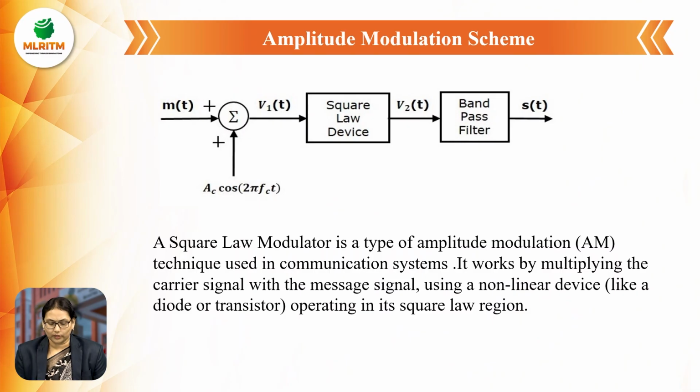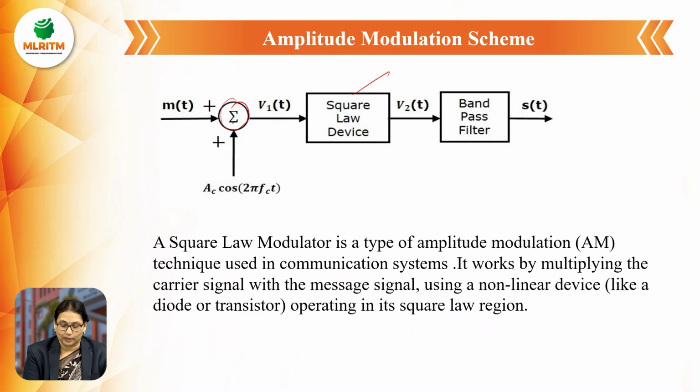Next. To generate an amplitude modulated signal, we have some modulators. The square law modulator is one type of AM wave generator. This is the block diagram of a square law modulator. Here you have a summing device, a square law device and a band pass filter. Square law modulator is a type of amplitude modulation technique used in communication systems. It works by multiplying the carrier signal with the message signal using a nonlinear device, operating it in the square law region.